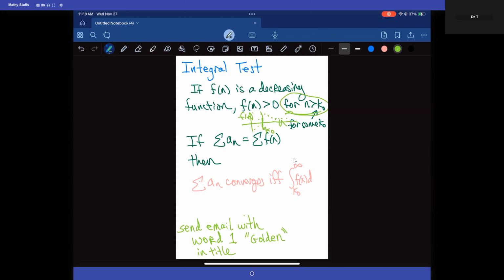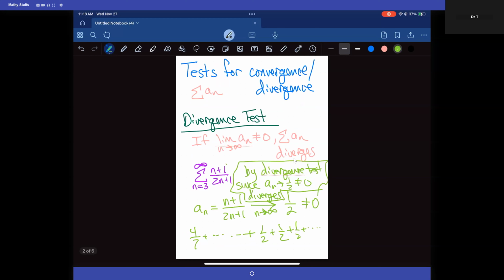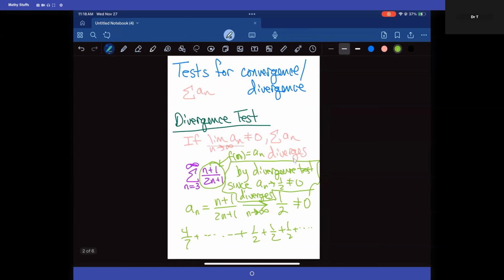So that function, that f of n, that's just an expression for the nth term. So here, back in this example, this is the f sub n I'm talking about. It's just a way to notate that. And we just call that a sub n. But we're thinking of it as a function when we think about the integral test.